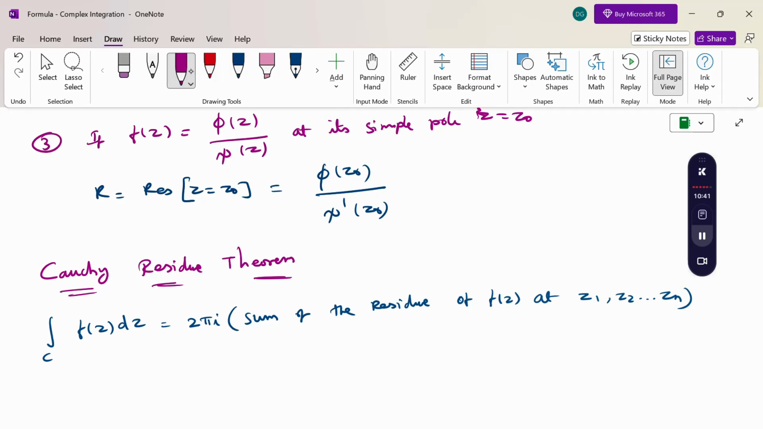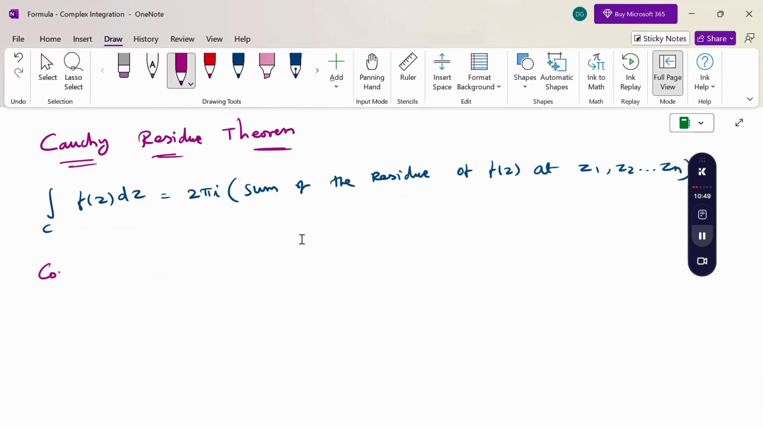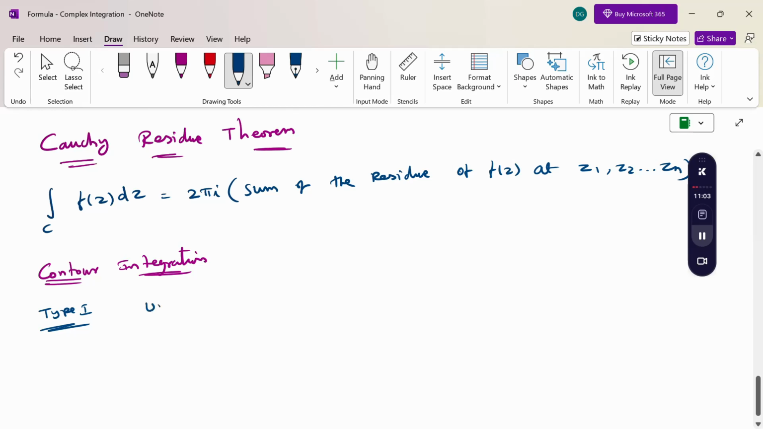And then contour integration. In contour integration, there are two types of problem. One is the unit circle, the other one is the semicircle. So type 1, unit circle. The type is integral from 0 to 2 pi of a function of cos theta and sin theta into d theta. So this is the form.